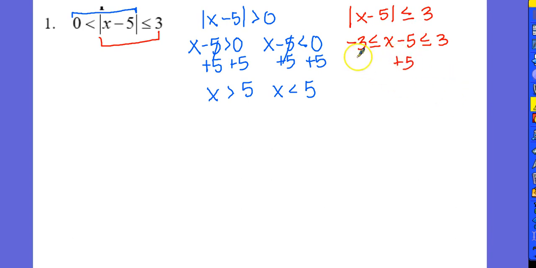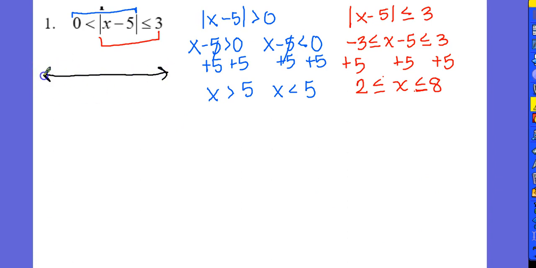And then I would just add 5 to all 3 sections. And I would get my other constraints. 2 is less than or equal to x is less than or equal to 8. And so now I can see all of my constraints. So in my first set of data, well, first I'm going to look at my constraint numbers. I have 5s and 2 and 8. So I think I'll go ahead and just put them on my graph in their proper spots.